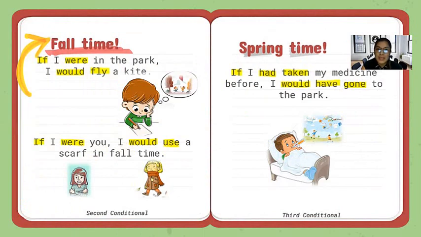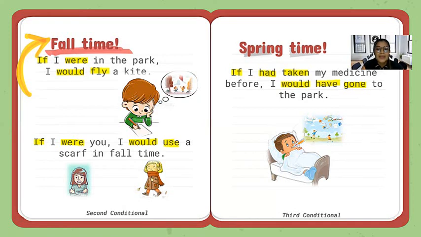So here in full time, the teacher is presenting about wishes or things that will probably happen. If I were in the park, I will fly a kite, right? If I were in the park, I will fly a kite. It's something that the kid in this case is thinking about. It's not real, it's not probable, but it's kind of a wish. And this is related to the second conditional.